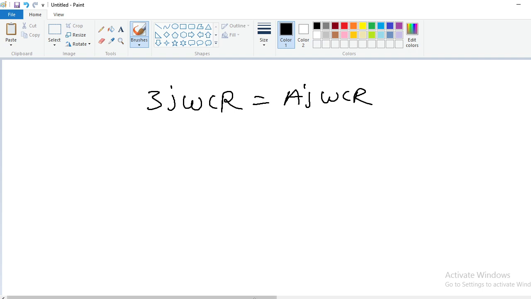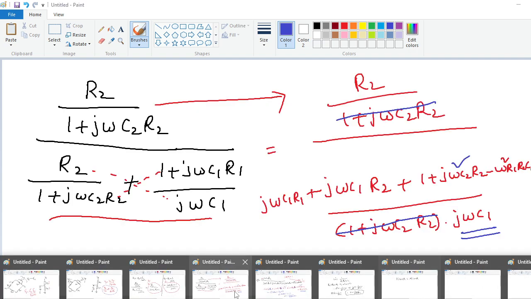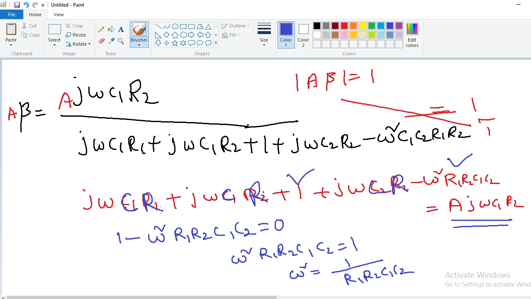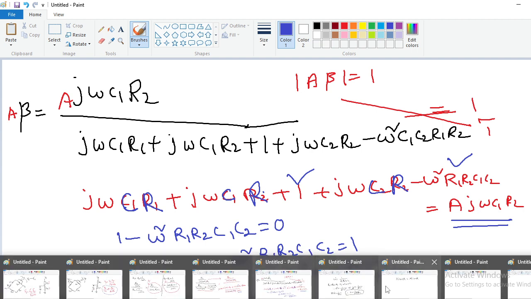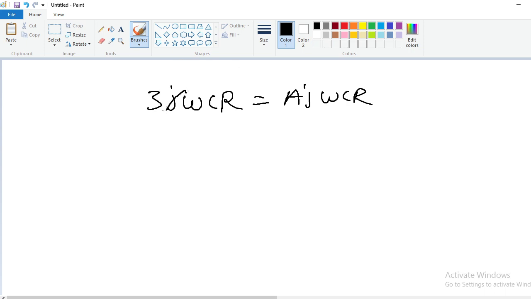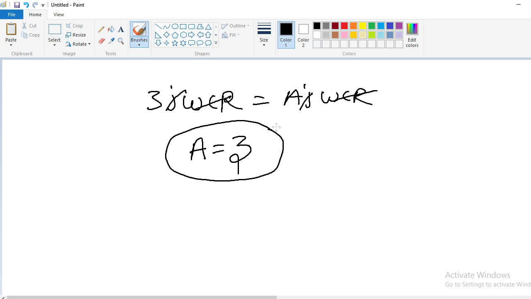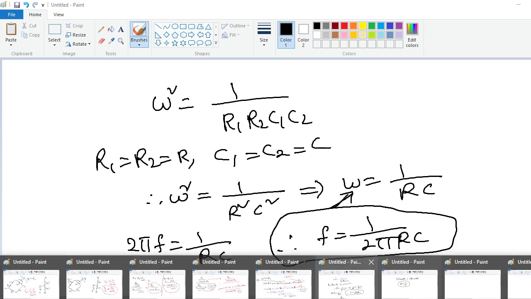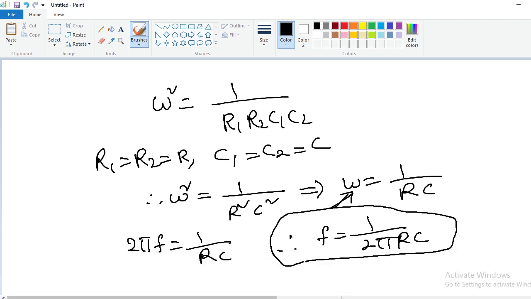Just observe this equation. Assume R1 is equal to R2 is equal to R, C1 is equal to C2 is equal to C. So we'll get 1 j omega CR, 2 j omega CR, 3 j omega CR, that is equal to A j omega CR. So here j cancels, and omega CR and omega CR cancel. So the amplifier gain must be equal to 3, and the frequency of oscillation f is equal to 1 divided by 2 pi RC. Thank you.